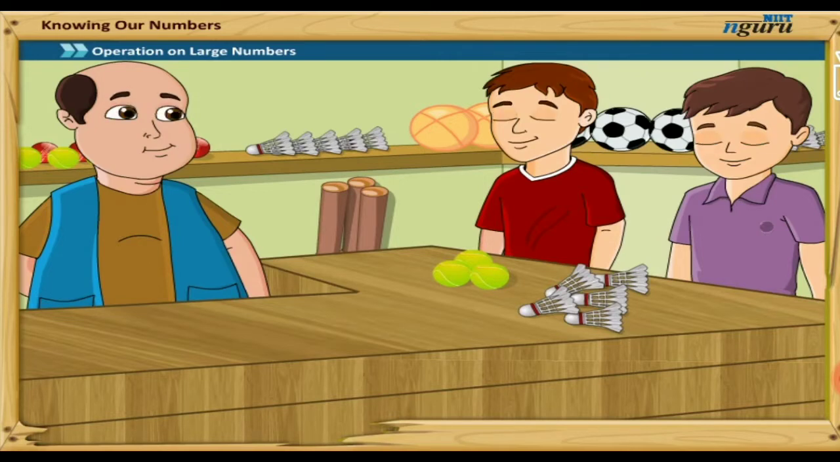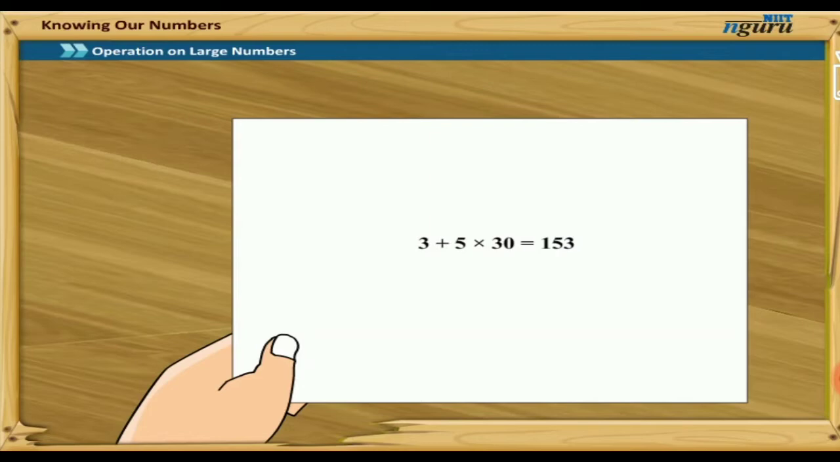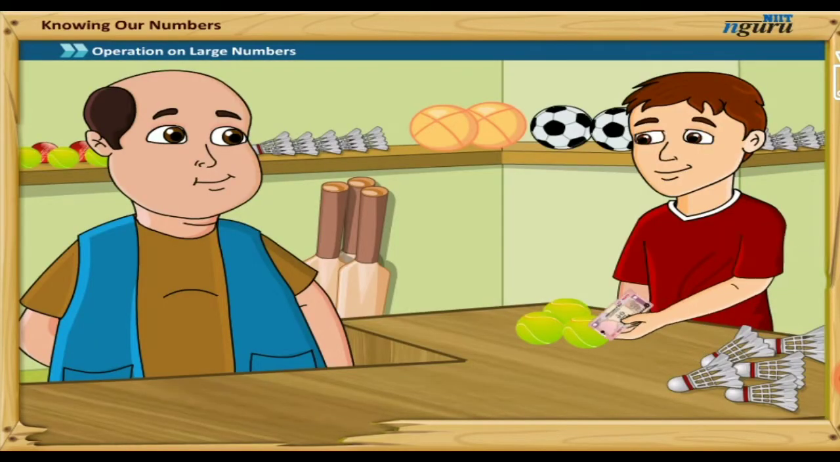Sam bought 3 tennis balls for 30 rupees each. Harry bought 5 shuttlecocks for 30 rupees each. Since both the items have the same price, Sam added the number of items and multiplied the number by the price to get the total cost. Sam did the calculation as shown. So he gave 153 rupees to the shopkeeper. However, the shopkeeper did not agree. Can you say where did Sam go wrong?